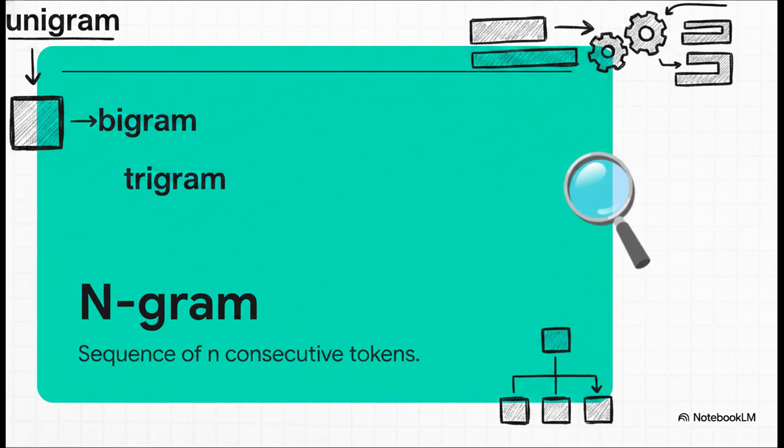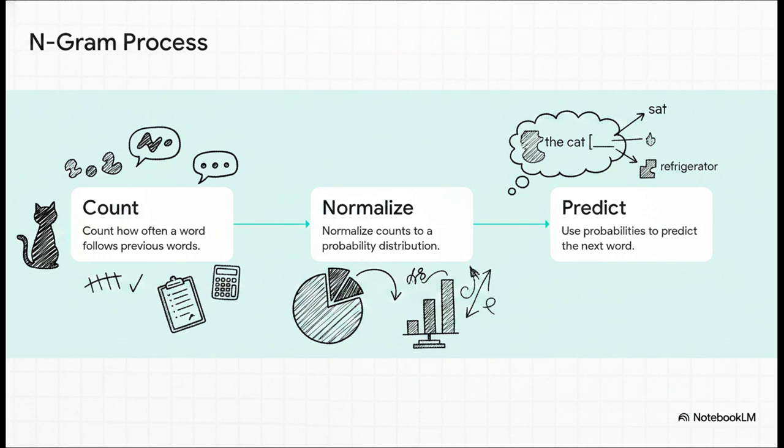The actual process of training an n-gram model is highly mechanical and, honestly, beautifully logical. You didn't need some massive supercomputer. You literally just needed to count. Step one, you count how often a specific word follows previous words. Say you're scanning your text and you notice that right after the phrase "the cat," the word "sat" appears exactly 47 times. Maybe "jumped" shows up 12 times and "refrigerator" appears 0 times. Step 2, you normalize those counts, so you get a probability distribution. In step 3, you use those probabilities to predict the next word.